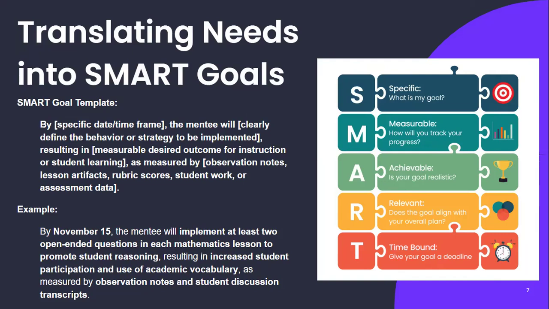So here's the example: by November 15th. Notice that's our specific date and time frame. The mentee will implement at least 2 open-ended questions in each mathematics lesson to promote student reasoning. So that's the clearly defined behavior or strategy implemented. And in this case, we're also going to say resulting in increased student participation and use of academic vocabulary. So that's that measurable outcome, as measured by observation notes and student discussion transcripts. So that gives us an idea of how we're going to measure it, what the time frame is, etc.